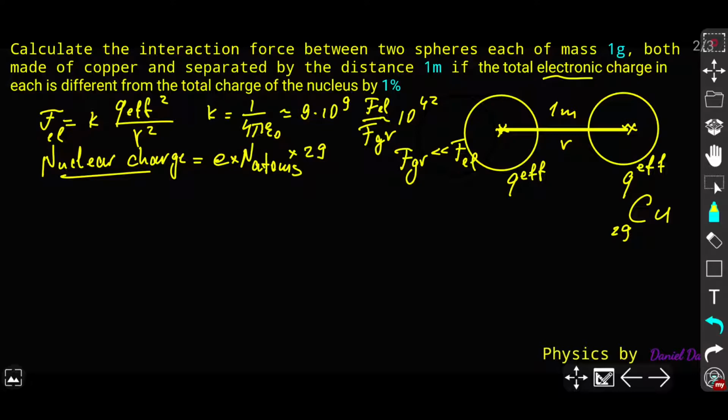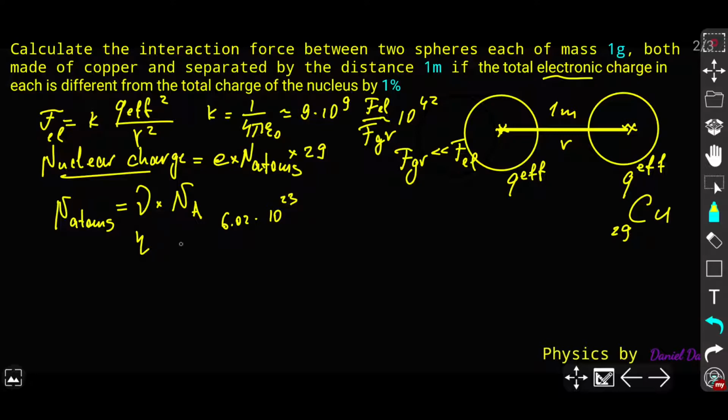So what's the next step? The next step is to calculate the number of atoms, because we have no idea right now. What we have is the mass. So the number of atoms can be calculated through the number of moles, right? The number of moles, I used nu, but you can use this symbol, times the Avogadro number, which is represented by 6.02 times 10 to the power 23.